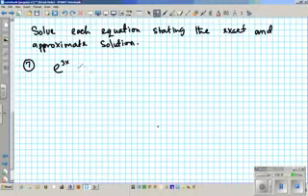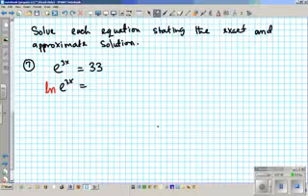Now, when do you use natural logarithm? Whenever you're dealing with exponential equations involving base e or any other exponent, especially the ones with different bases. So this has base e, so the best one for this is automatically natural logarithm. What I'm going to do is take the natural logarithm of both sides. So ln of e to the 3x, and on the right side, ln of 33.